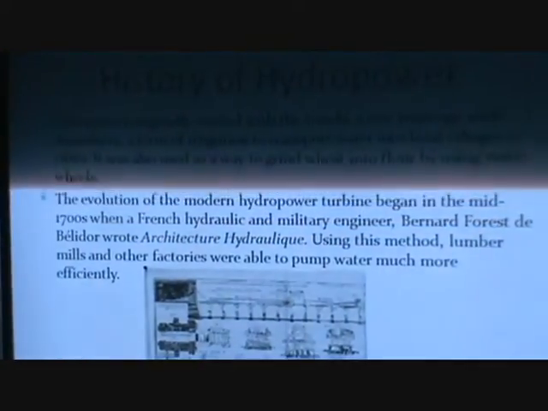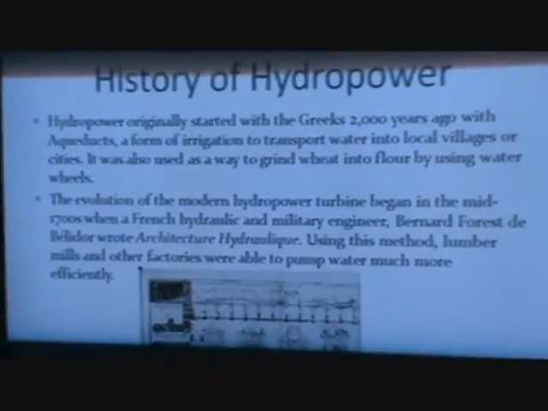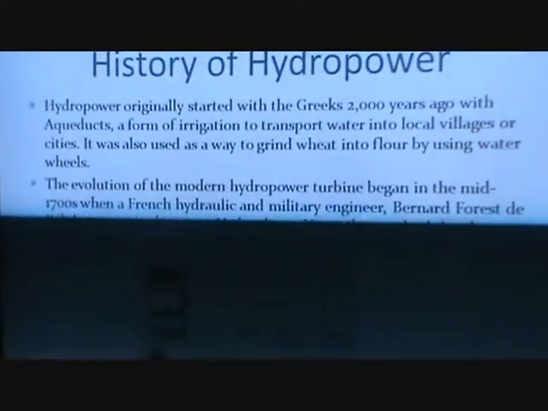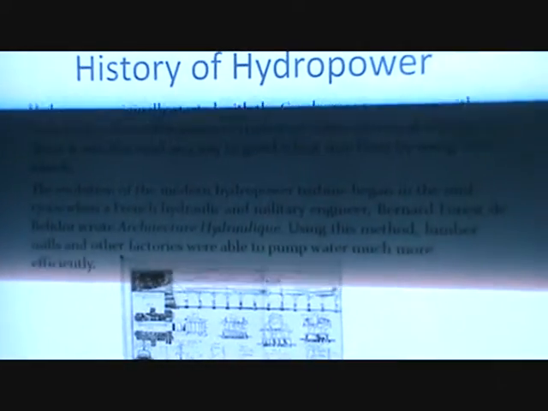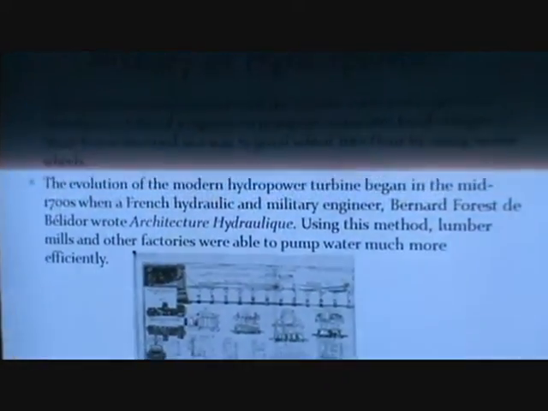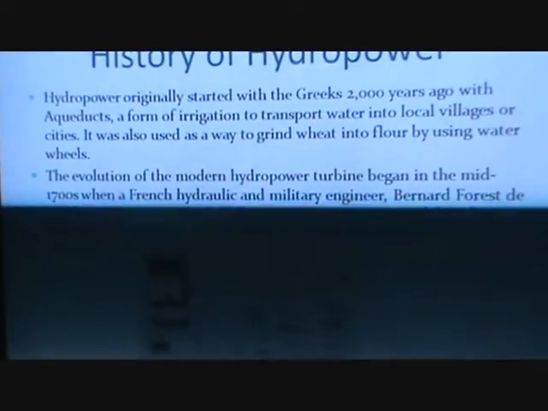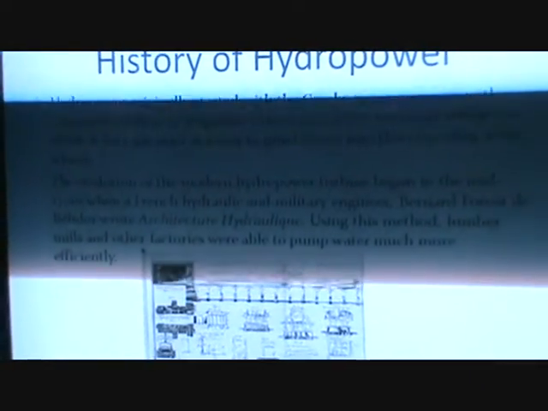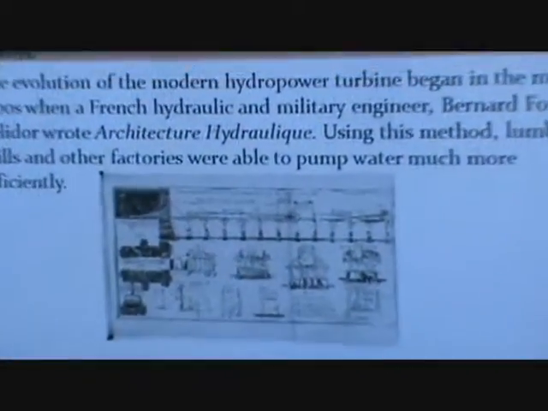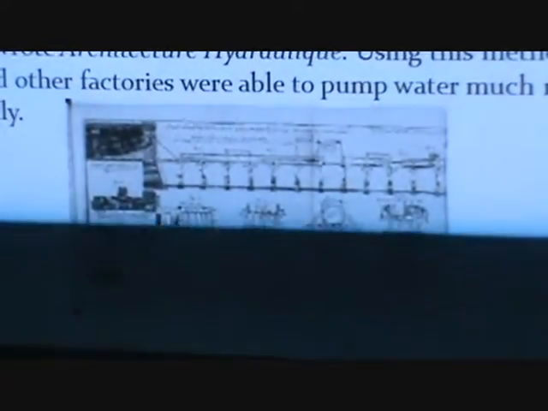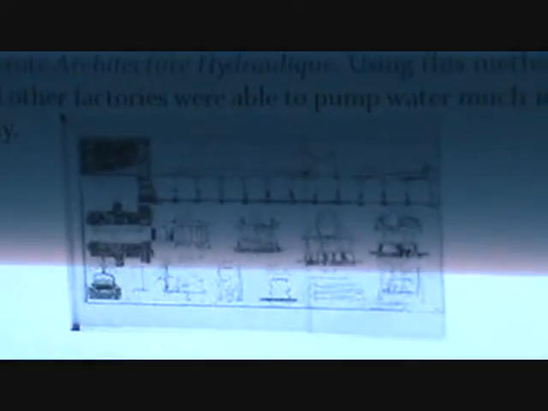The evolution of the modern hydropower turbine began in the mid-1700s when a French hydraulic and military engineer, Bernard Forest de Belidor, wrote Architecture hydraulique. Using this method, lumber mills and other factories were able to pump water much more efficiently. Here you have a diagram of his work.